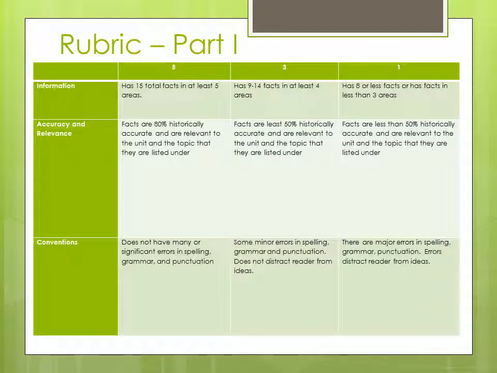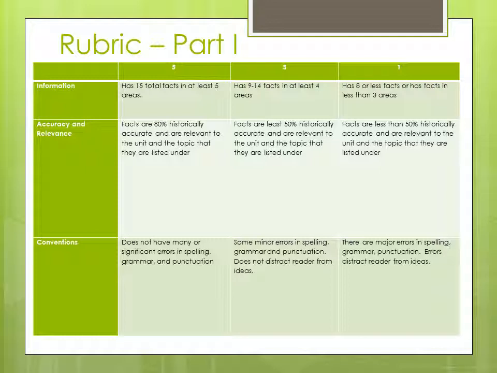On part 1, it is worth 15 points. And here's how it will be graded. You will be graded on your information, on how accurate and relevant your information is, and your conventions: your spelling, grammar, punctuation. Okay, this is where last time on the cluster diagram people lost a lot of points.